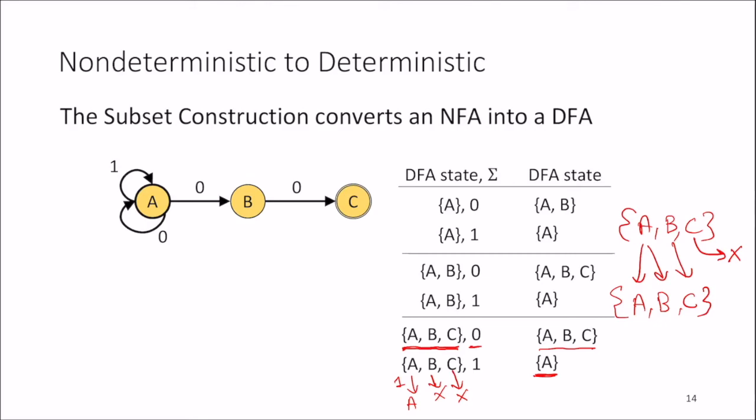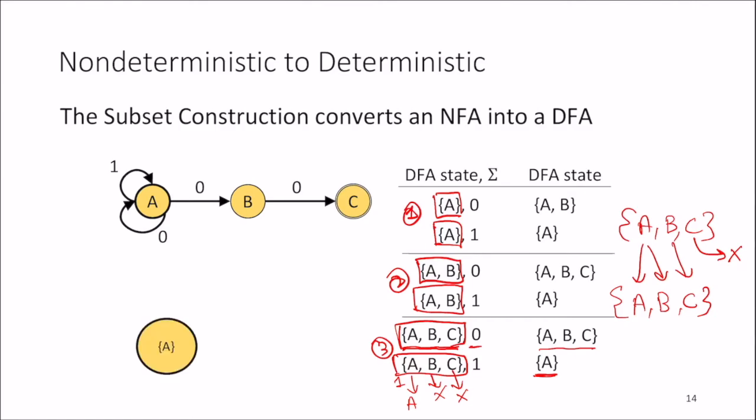Okay, so now what we've done is actually constructed a DFA, because each of these sets of states I can consider to be a state in a deterministic machine. So notice that I have three states. This is the first state, the second state, and the third state. And the names for these states can be the sets of original states that we had. So we first start with the set containing A.